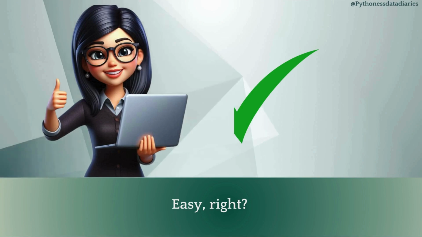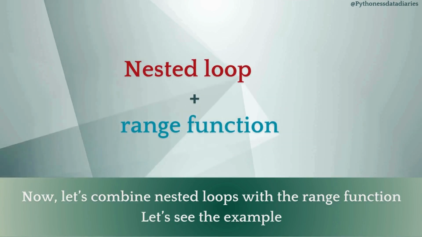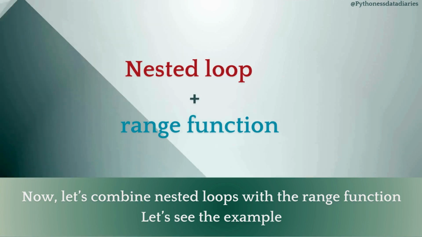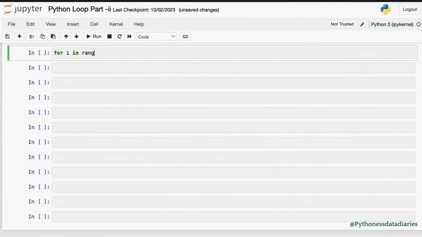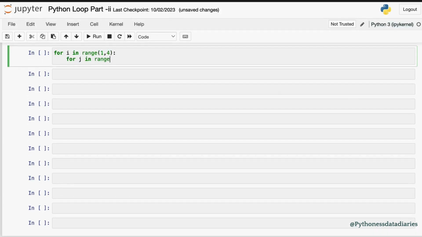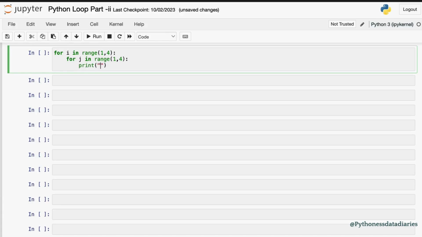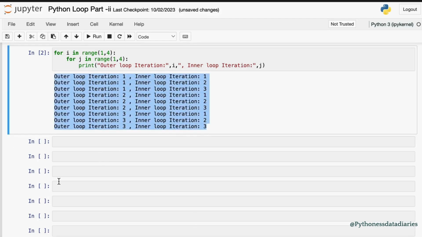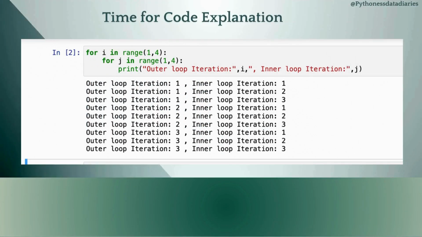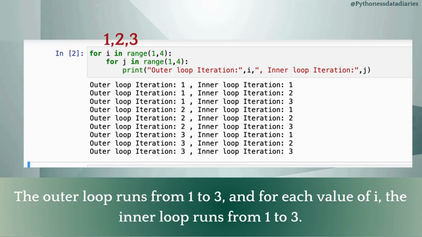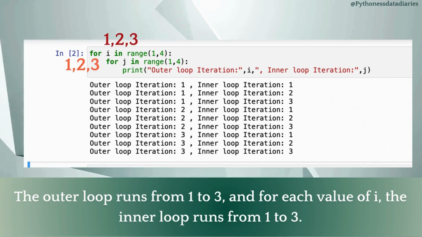Easy, right? Now let's combine nested loops with the range function. Let's see the example. Time for code explanation. The outer loop runs from 1 to 3 and for each value of i, the inner loop runs from 1 to 3.